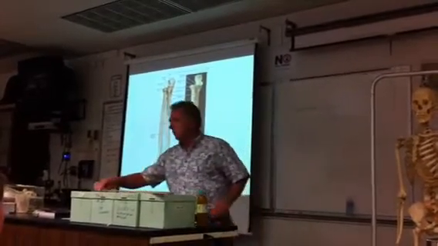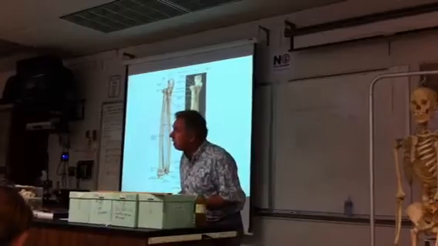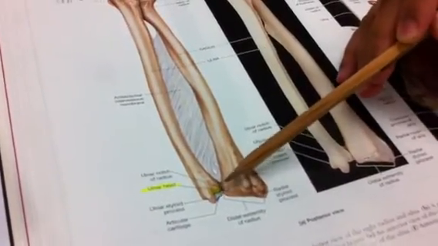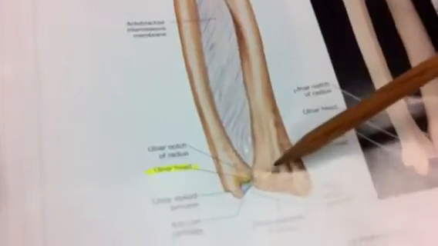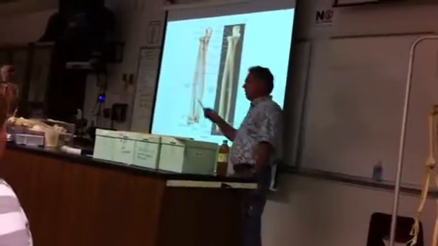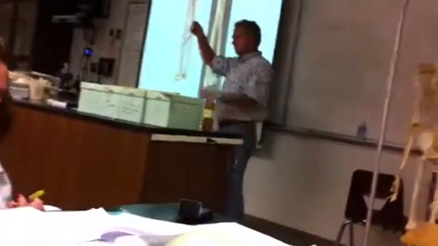So the head of the ulna, you would think, just logically, would be somewhere up here. But you would be wrong. It's actually down here. And there's lots of styloid processes in the human body. We got another one. A little styloid process down here on the head of the ulna. And it goes backwards.